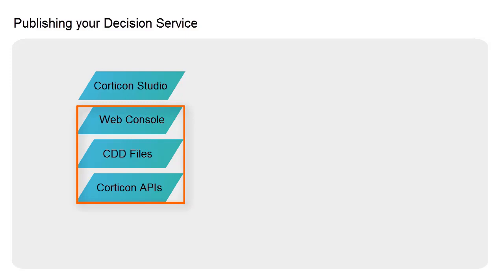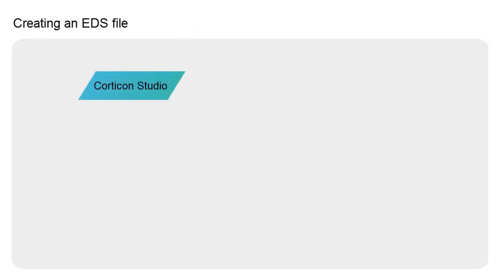To use any of these three methods, you first need to create an EDS file. Packaging a rule flow into an EDS file ensures that all the assets and dependencies involved are compiled. You can create an EDS file in two ways. You can use Corticon Studio. This is useful for rule modelers who will package a decision service for deployment.